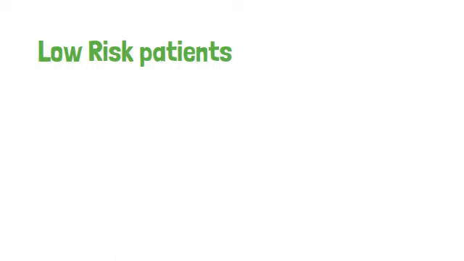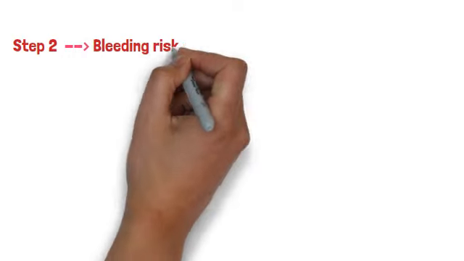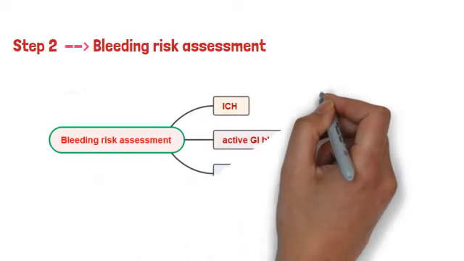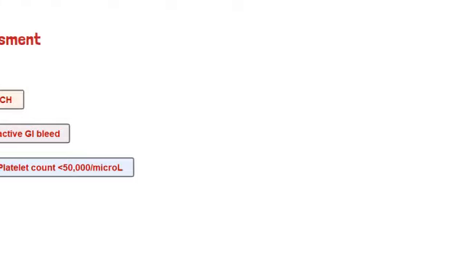Low risk patients have no risk factors for venous thromboembolism. Step 2, bleeding risk assessment. In bleeding risk assessment, we look for 3 things: intracerebral hemorrhage, active GI bleed, and platelet count less than 50.